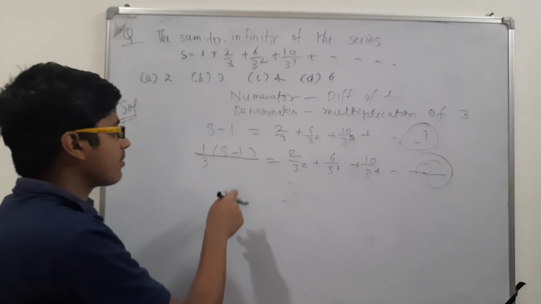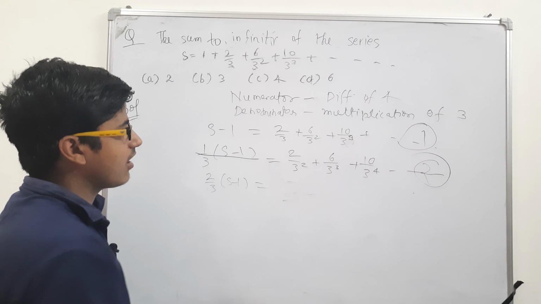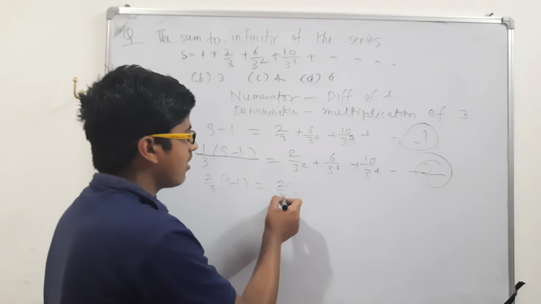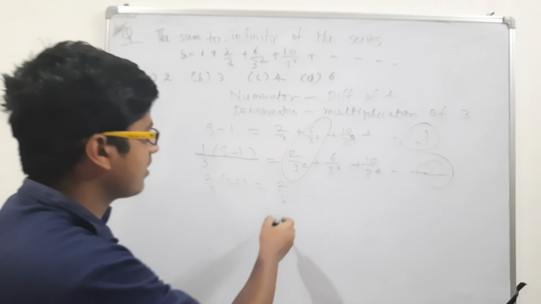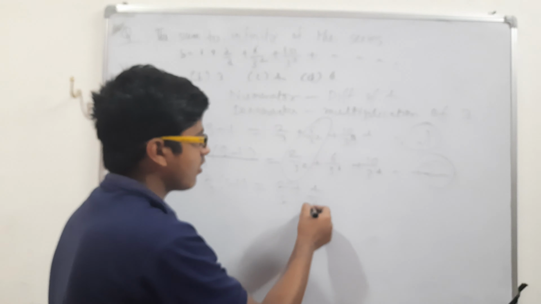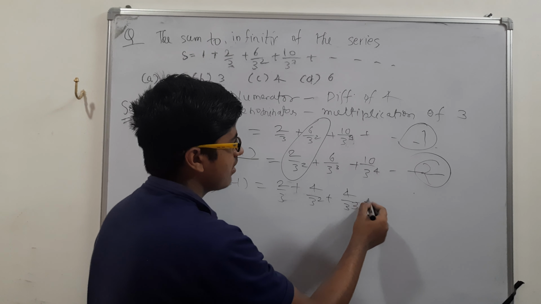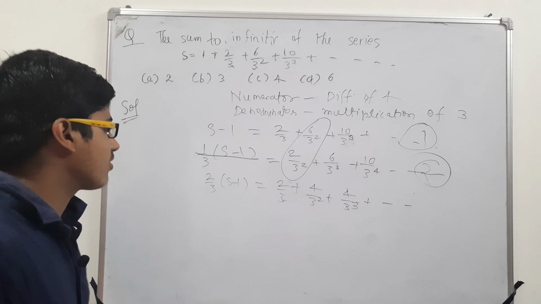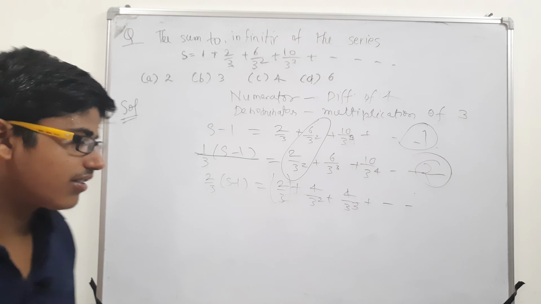Okay, so just subtract: 2 from 1, we will get 2 upon 3 times S minus 1 equals 2 upon 3. Don't forget to write this. Now subtract this from this, you will get 4 upon 3 square, similarly 4 upon 3 cube, similarly up to infinite. Okay, so it is a GP: 4 upon 3 square, 4 upon 3 cube. We will just add this.